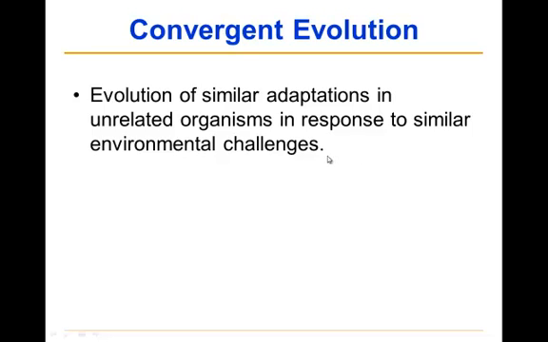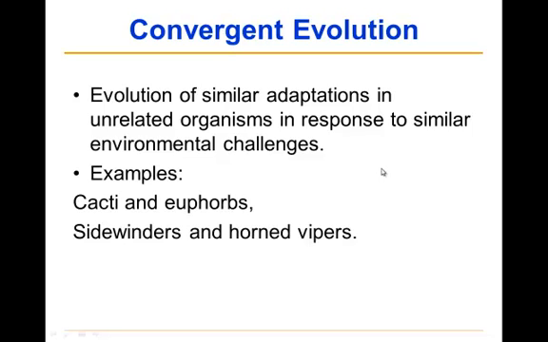Now, this is a matter of scale, and there's some interpretation here, because in fact all life is believed to be related to some extent. So this is a matter of degree, and there's some interpretation. Let me give you some examples to give you an idea. Two examples are two families of plants that are both stem succulents, which means they store water in their stems, cacti and euphorbs, and then two sand-dwelling snakes, sidewinders of the American Southwest, and horned vipers of African deserts.